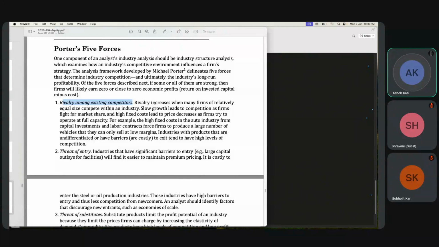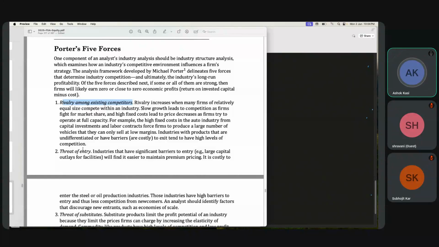Zomato, Swiggy, Instamart, and Big Basket, then Zepto. So there is rivalry. So it is difficult, or it is not a good idea to invest in such kind of companies where huge rivalry is going on, because they will keep reducing the price to survive in the market, and that is not good for the investors. Okay. On the contrary, if imagine there is no rivalry, then it is very good.